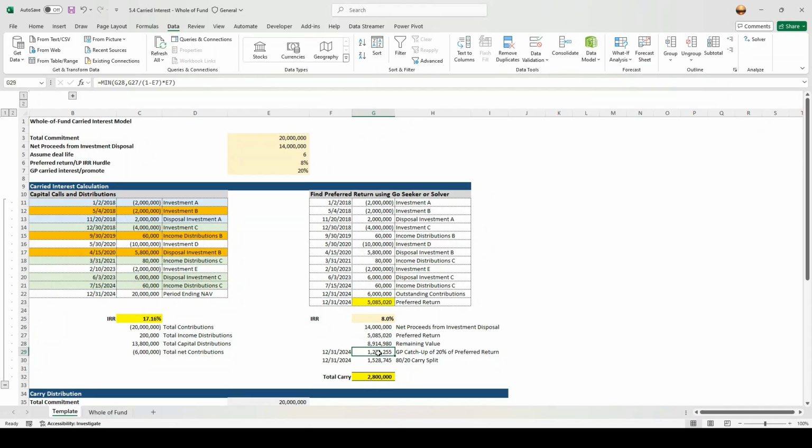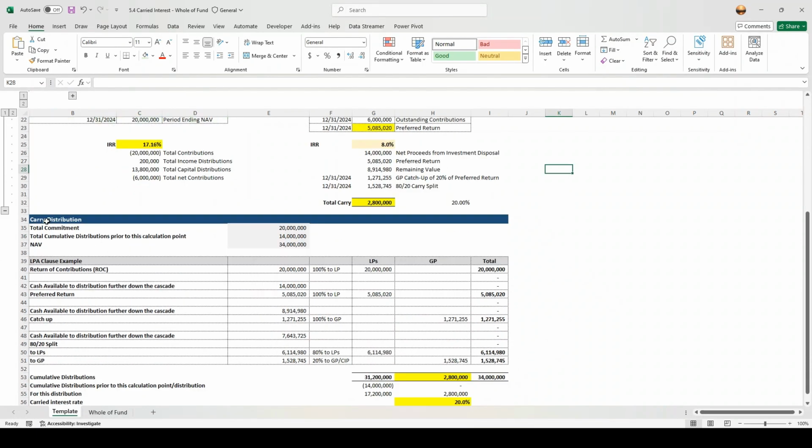So in this situation, we do have the GP catch up, and we will use our typical calculation here, divided by 0.8% and times 20%. And then we get our GP catch up. And after this, we will have our 20% GP split here. So in total carry here, we have 1.271255 from GP catch up, and we have 1.528745 from the split. So this actually would be perfectly 20%.